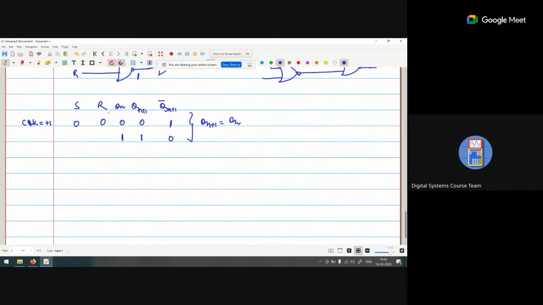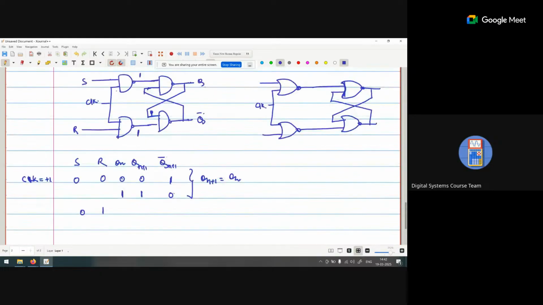When SR is 0 1, R is 1, clock is 1. So here we are getting 0. Then S is 0, clock is 1, we are getting a 1. Now if it is a 0, we can say the Q and Q bar is 1. Now if Q bar is 1, it will be going in this way, so 1 1 becomes 0.